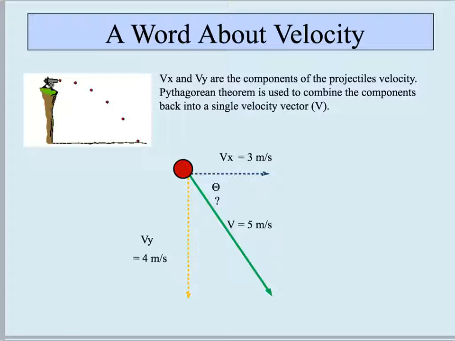Now, we just got done with vectors, and we talked about how if you were given an x component or a y component and you wanted to find the hypotenuse, you could. Or if you were given the hypotenuse, which we call the resultant, you could find the x and y components. Well, with projectiles, we're actually going to make use of that idea.